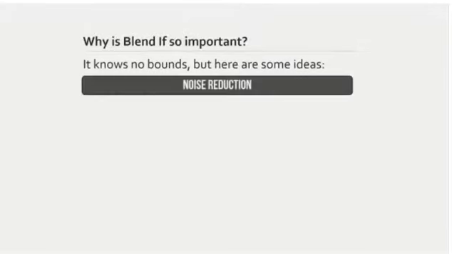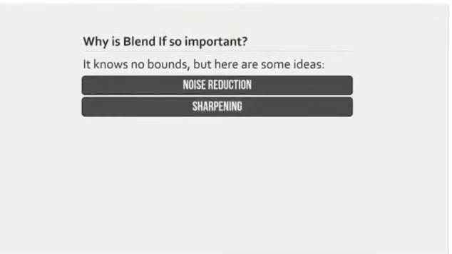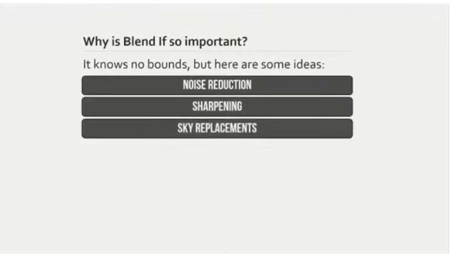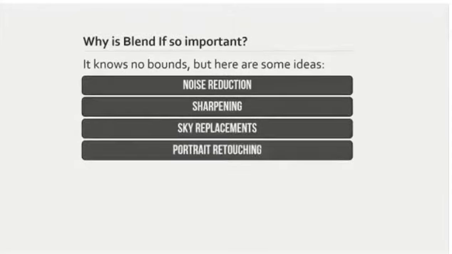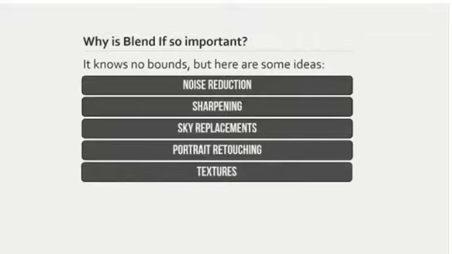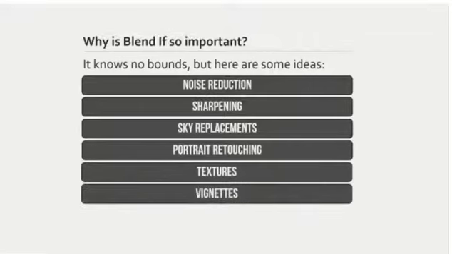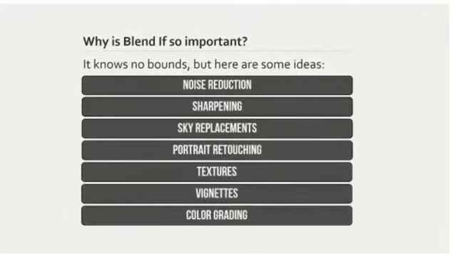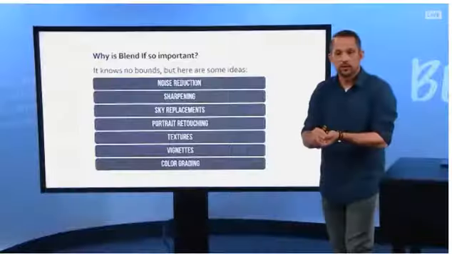But here are some ideas that we're gonna go over in this course specifically. We're gonna talk about Blendif with noise reduction. We're gonna talk about Blendif with sharpening. We're gonna talk about Blendif with sky replacements. We're gonna talk about Blendif with portrait retouching. Maybe I should just stop saying the word Blendif. We're gonna talk about textures. We're gonna talk about vignettes. And we're gonna finish it up with color grading. All of these things are things that you can use Blendif for that are gonna make that one thing much better.